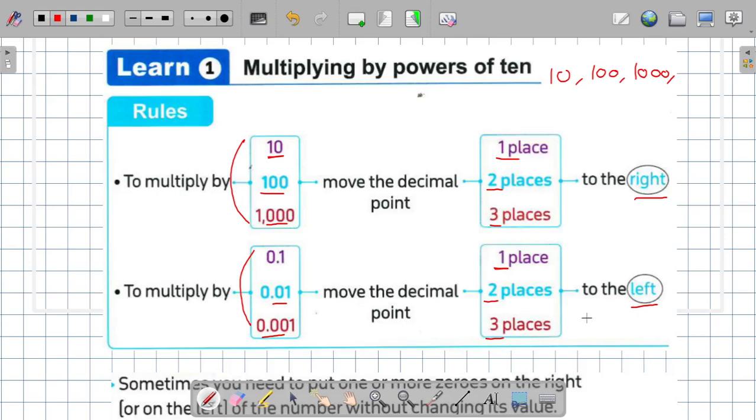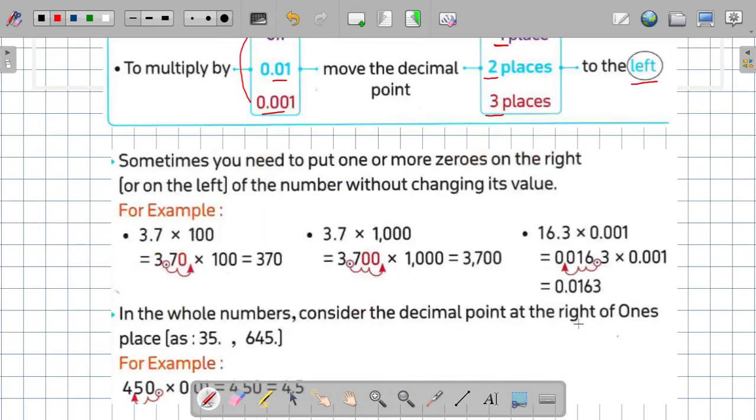Okay, so I have a note here about this topic. Sometimes we need to put one or more zeros on the right or on the left if I want to multiply two numbers without changing its value.